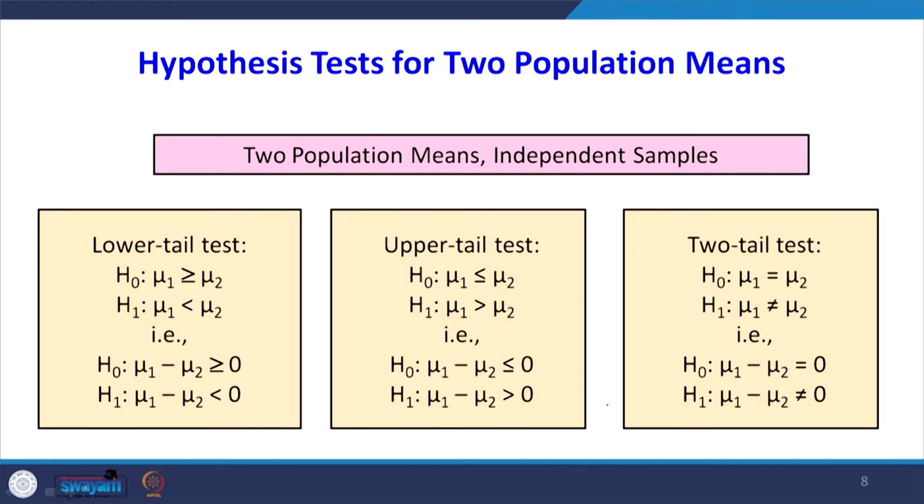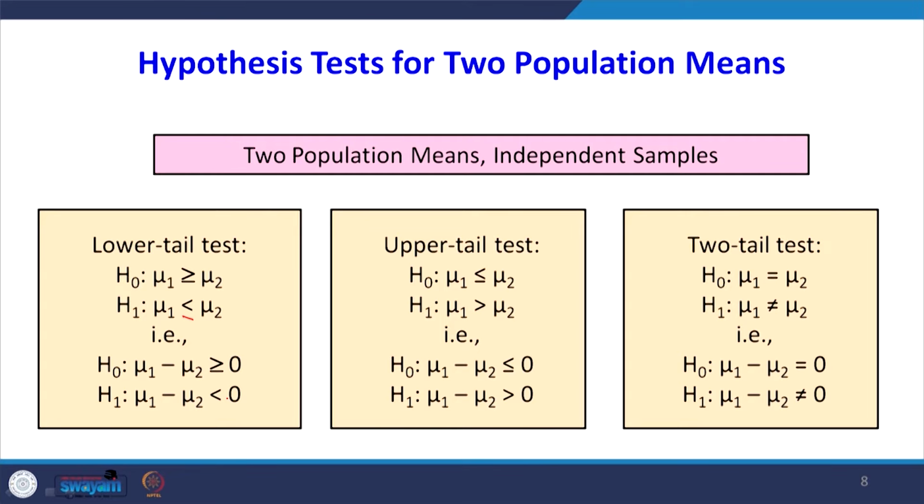It may be a lower tail test. How we are saying lower tail, see the left one. The null hypothesis is mu 1 greater than or equal to mu 2. The alternative hypothesis is mu 1 less than mu 2. So, this will be a left tail test. Otherwise, you can bring this mu 2 to the left side. So, it will be mu 1 minus mu 2 greater than or equal to 0. The alternative hypothesis is mu 1 minus mu 2 less than 0.